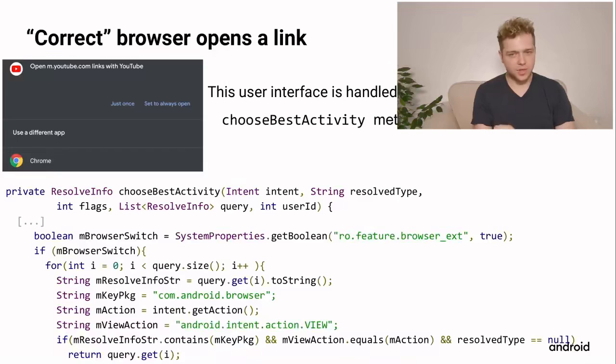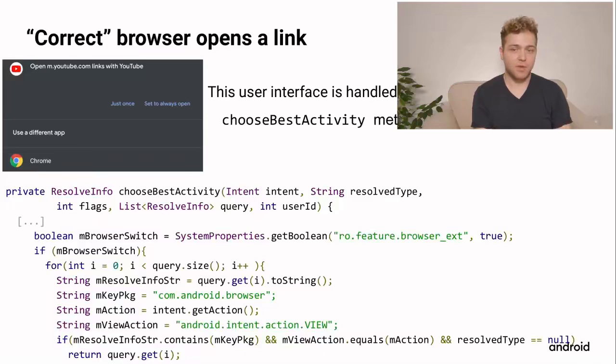It also, in another part of the code, makes sure that the correct browser is opening a link. So whenever you have an option to open a link using different apps, you have the option to choose the activity that you want. So you will get a dialog similar to the one on the left-hand side where it says, do you want to open it with YouTube, or do you want to open it with Chrome, or do you want to open it with something else? And this is done by the choose best activity method.